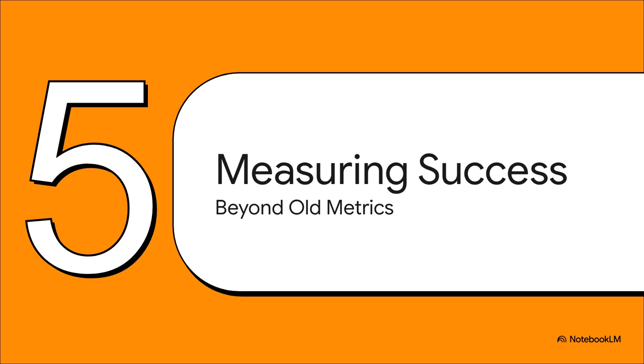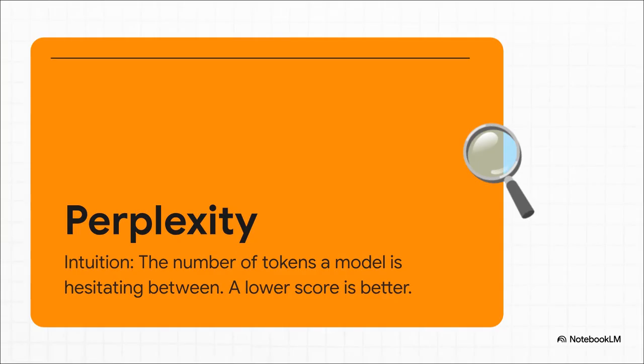So this brings up a really important question. If we're teaching the model to be preferred by humans, how do you measure that? It turns out the old metrics they used during that pre-training phase, they just don't apply anymore. Back in the pre-training days, a metric called perplexity was the standard. The easiest way to think about it is as a measure of the model's confusion or hesitation. So a low perplexity score is good. It means the model is really confident about what word it's going to predict next.